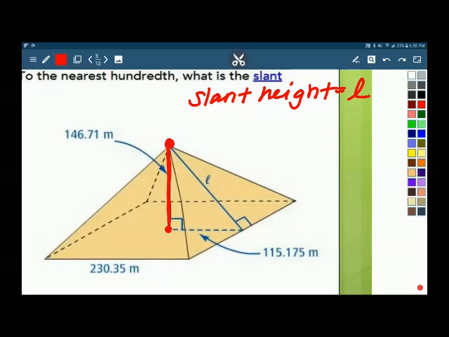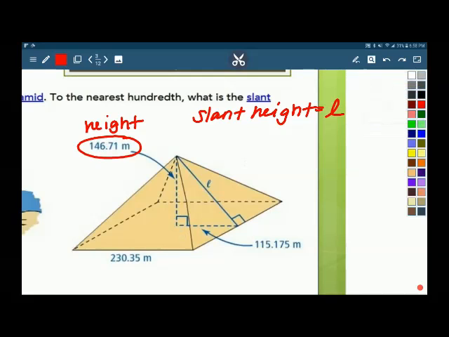Think of when you stand up, you stand straight up. You make a perpendicular or a right angle to the ground. That's how you know you're standing straight up. You form a right angle with the ground. So this dimension right there, that would be the actual height of the pyramid. But then the slant height goes along the slanted part, which they've signified as the cursive L. So in this example, we want to know how long the slant height actually is. They give us that this distance here is 230.35 meters.